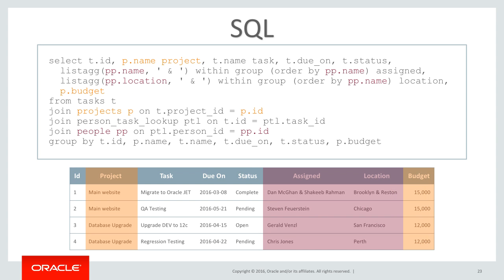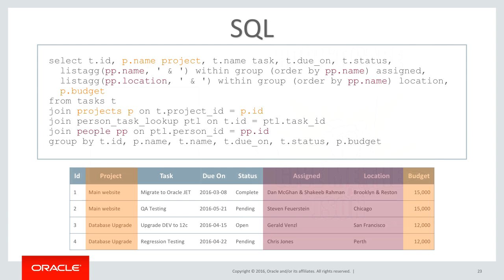Of course, if we want to get all the way back to the original report we started with, we could use some more complex SQL, including the LISTAGG function. So here I've joined in people, going through that person task lookup table, and then we can use LISTAGG to concatenate the data into a single column as we saw it before, which is a pretty neat trick, right?